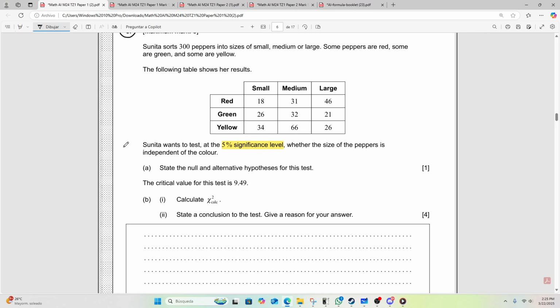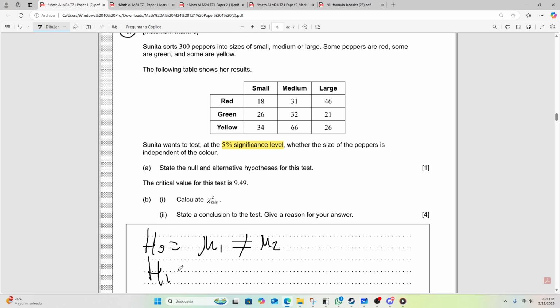For example, here, Sunita wants to test if the size of the peppers is independent of the color. She's not trying to test if it's bigger or if it's smaller, she's just trying to test if it's different. So I bet that the null is going to be something like the average of the first group does not equal, okay, does not equal the average of the second group.